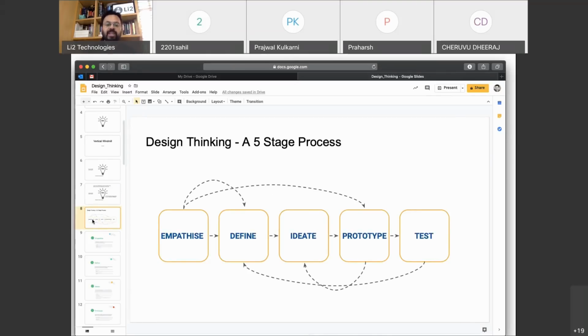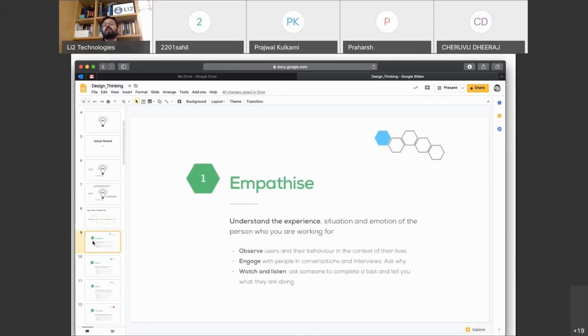So the first three stages, as I said, is empathize. Most of us just observe. Please note down, most of us just observe and start building, which is the biggest mistake that you will do. If you observe, you need to go and engage. To engage, how do you engage is the next question. What kind of questions should you ask, or should you ask questions at all, is what you need to understand.